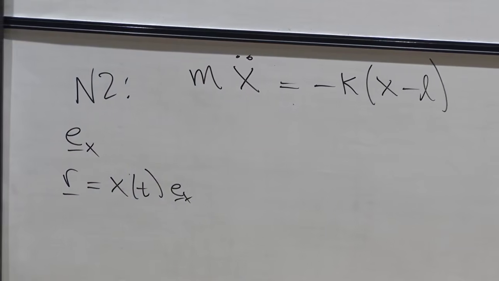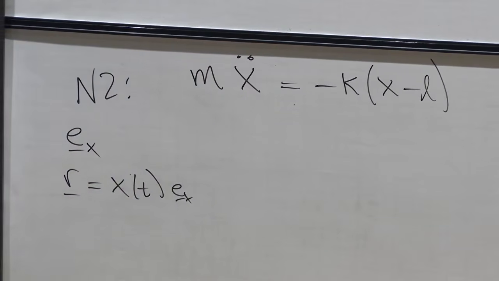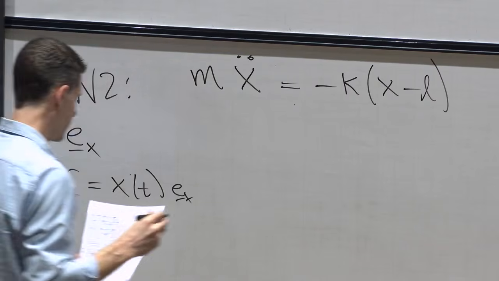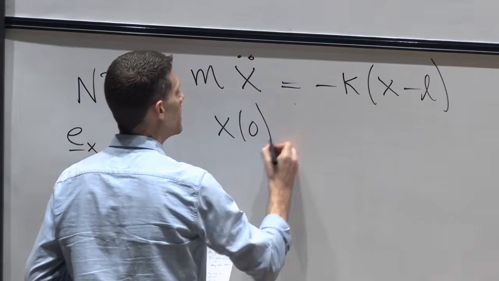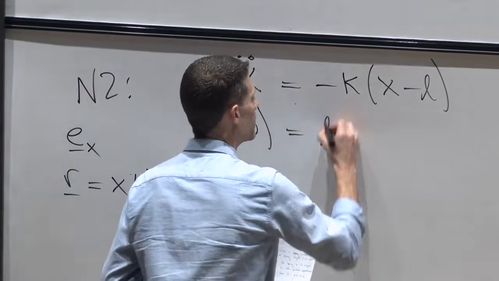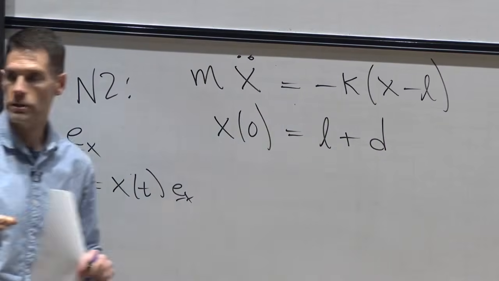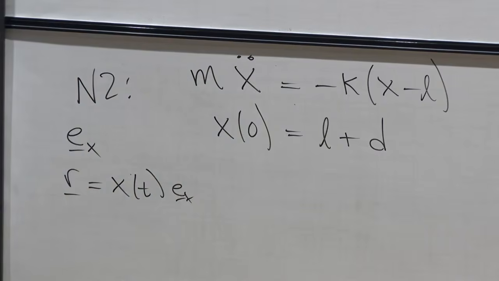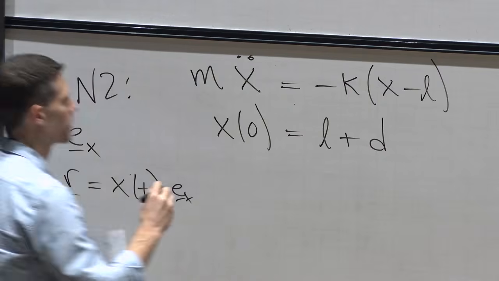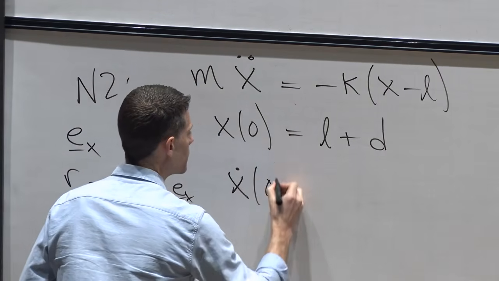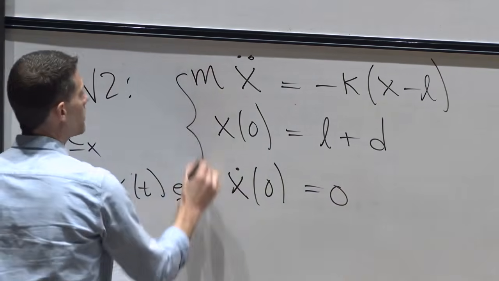Now I need to give some initial conditions and my thought experiment. I pulled the spring to be, say, greater than L. So x of 0 is, say, L plus d. So d is how much I've displaced the spring, and d could be negative. And if I pull it and let go, my initial velocity is what? 0. So x dot of 0 is 0.